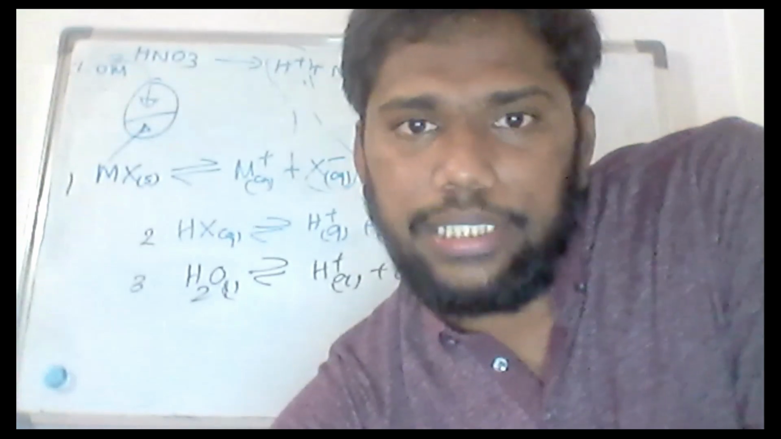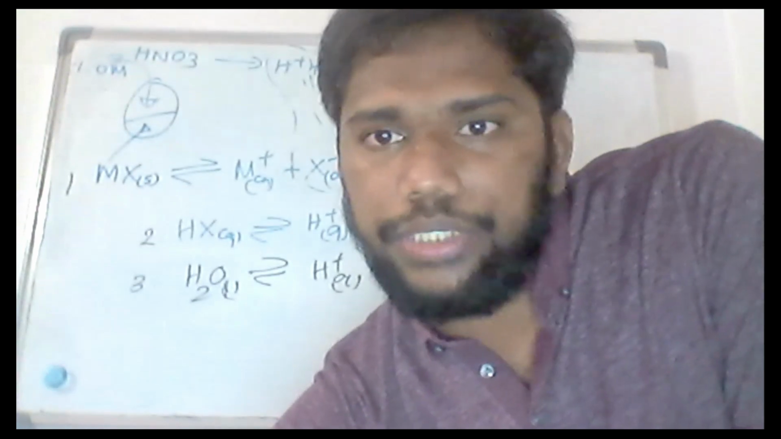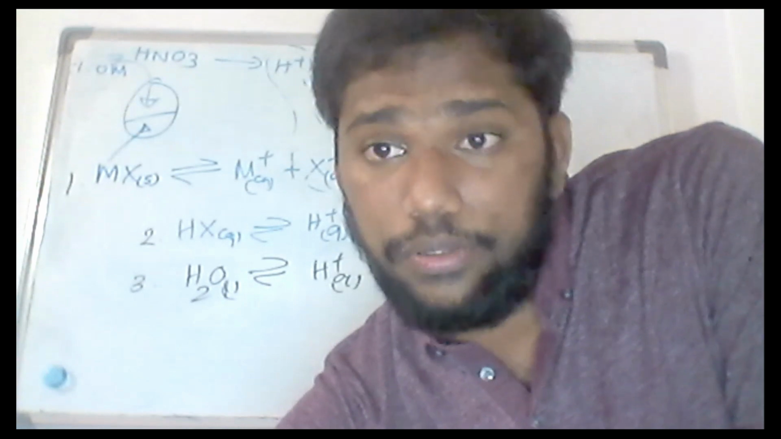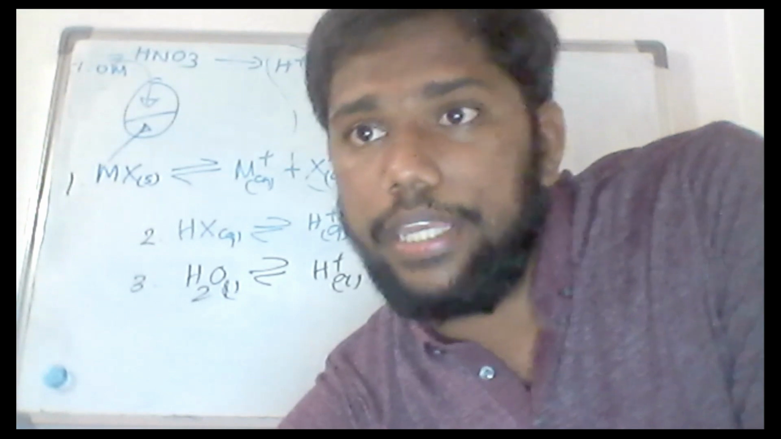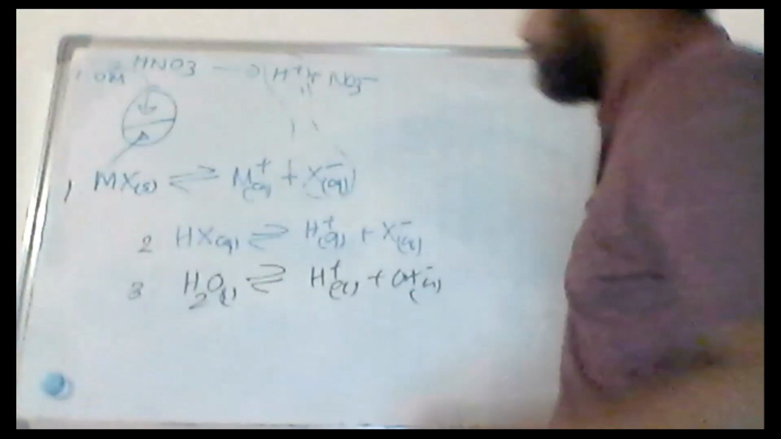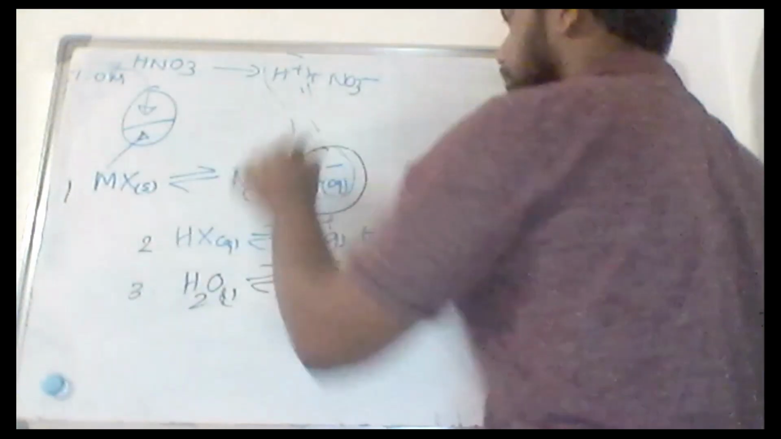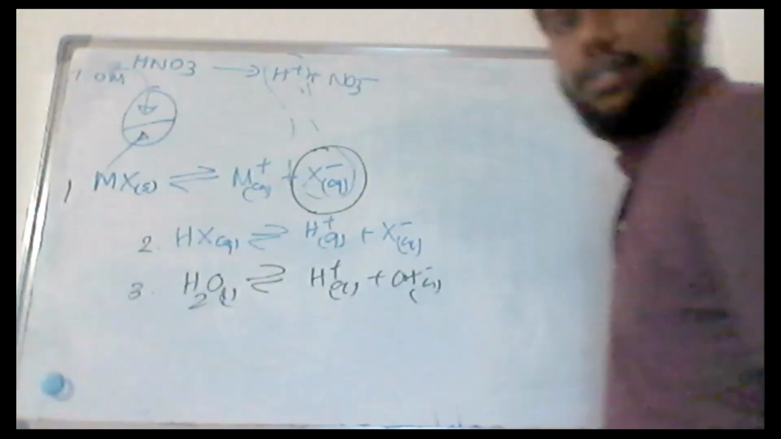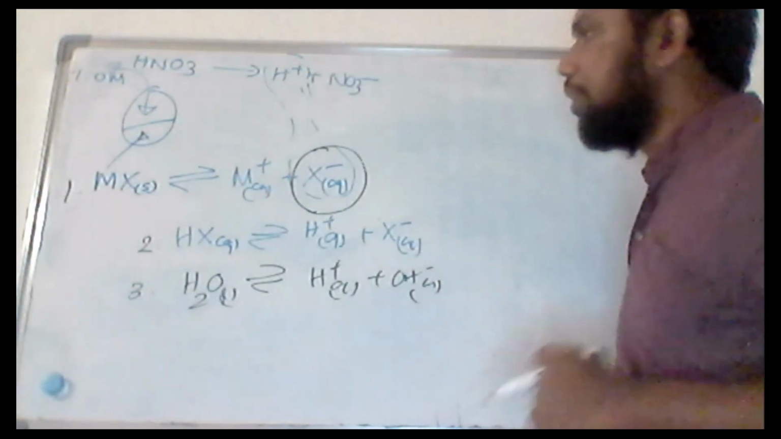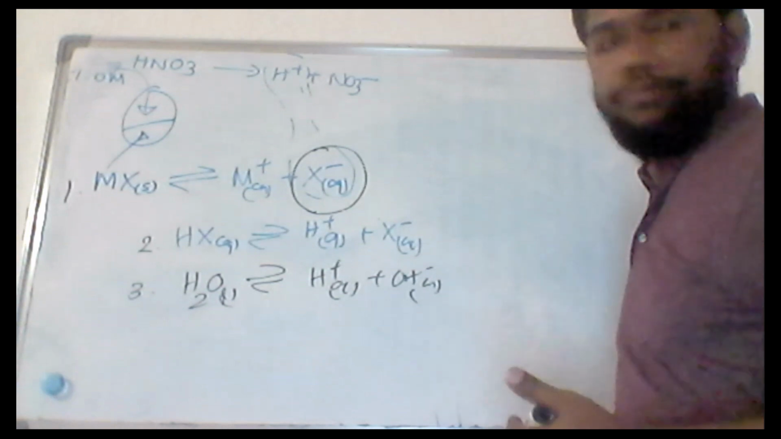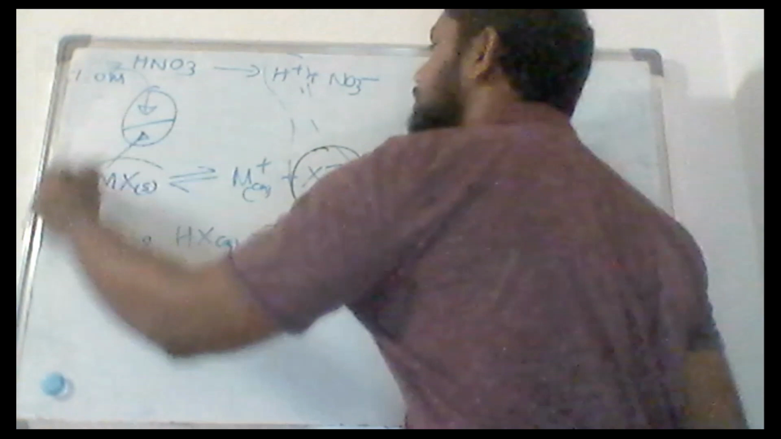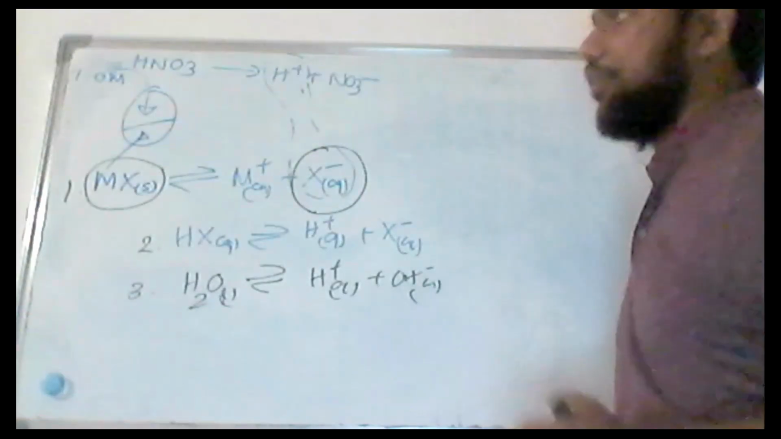Calculate X minus in the solution, assuming that the dissociation of HX is negligible, okay? The solubility of MX is given. So we have to find X minus concentration here, right? Now we will come to that. First, we have to identify what is actually happening. So initially, there was a precipitate like this, right?